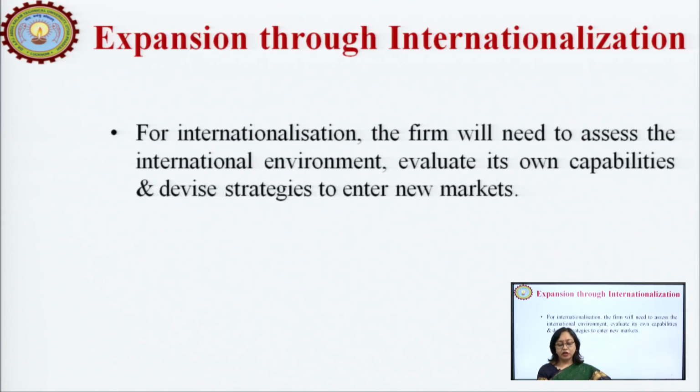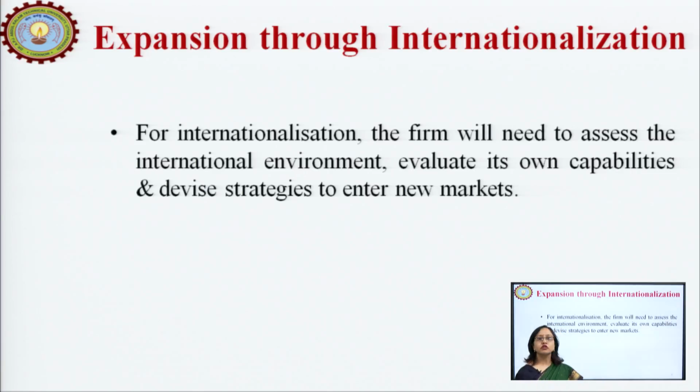Now, for internationalization, the firm will need to assess the international environment, evaluate its own capabilities and devise strategies to enter new markets. If you have studied strategic management before, you must have gone through the process of strategy formulation, and in that, environmental scanning forms a very important part. Any organization which does not scan the environment of a market where it is going to move can fail. It can be a failure strategy. So, it is very important.